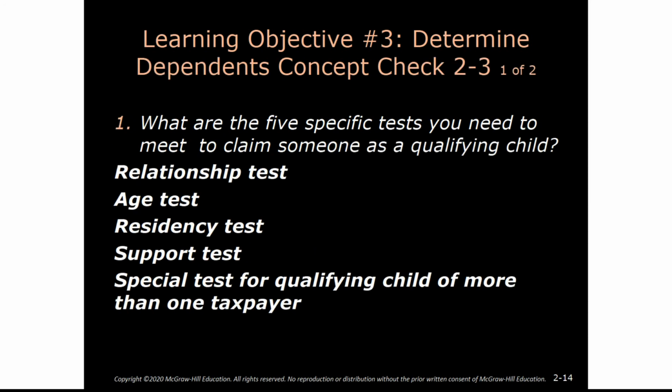So just to review, what are the 5 specific tests you need to meet to claim someone as a qualifying child? We talked about the relationship test, age test, and residency test, as well as the support test, and then the special test for a qualifying child of more than one taxpayer.